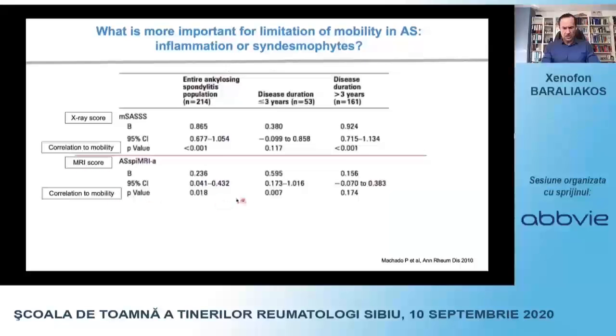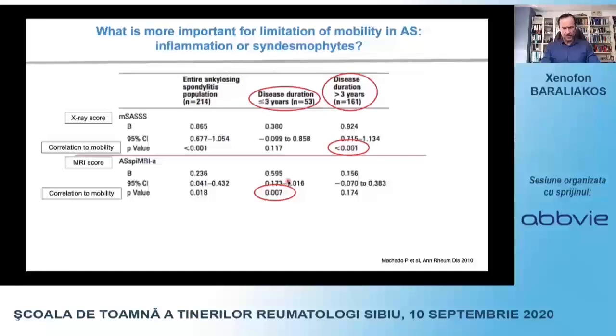The p-values you see here are the correlations, whether or not the correlation was significant between X-ray and MRI to mobility restriction. And we found out that in those patients who were diagnosed early, their mobility restriction was significantly associated with inflammation. In those patients who were diagnosed and treated later, so they found their way to the rheumatologist later and were diagnosed later, unfortunately the mobility restriction was correlating to the X-ray score and not to the MRI anymore, which very simply means that we do have in the beginning inflammation that is the problem.